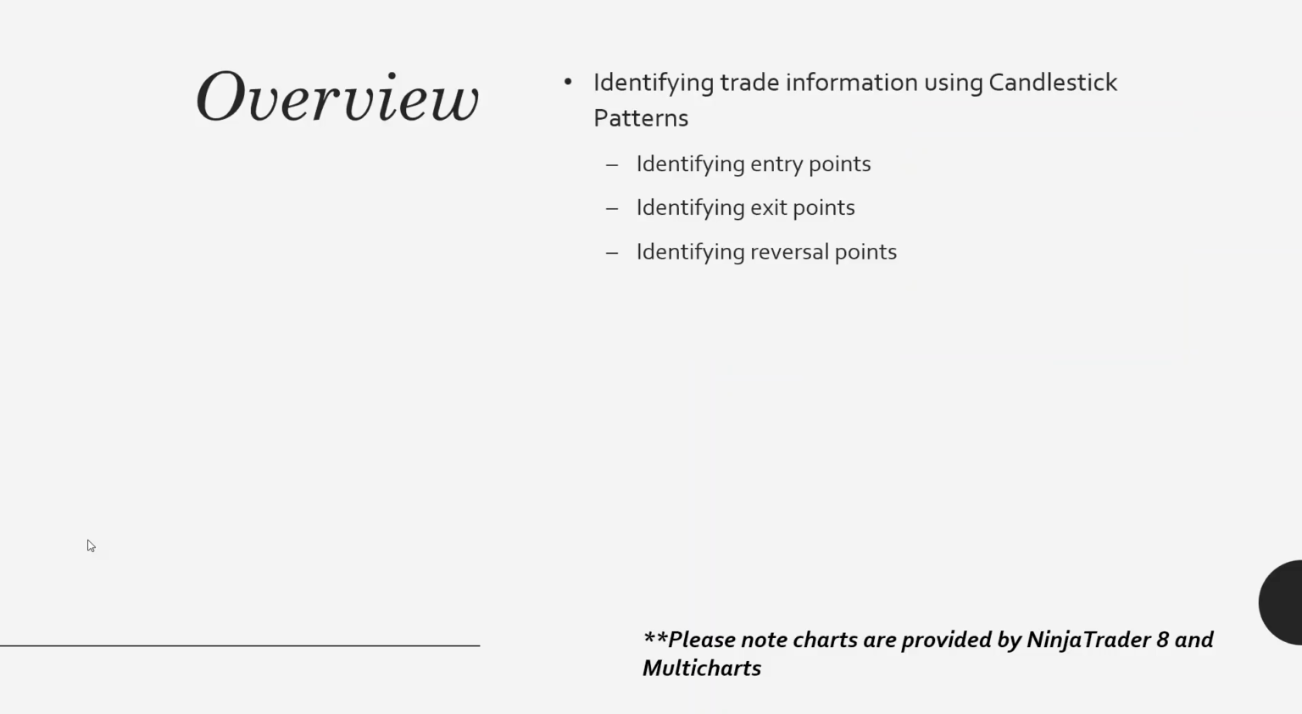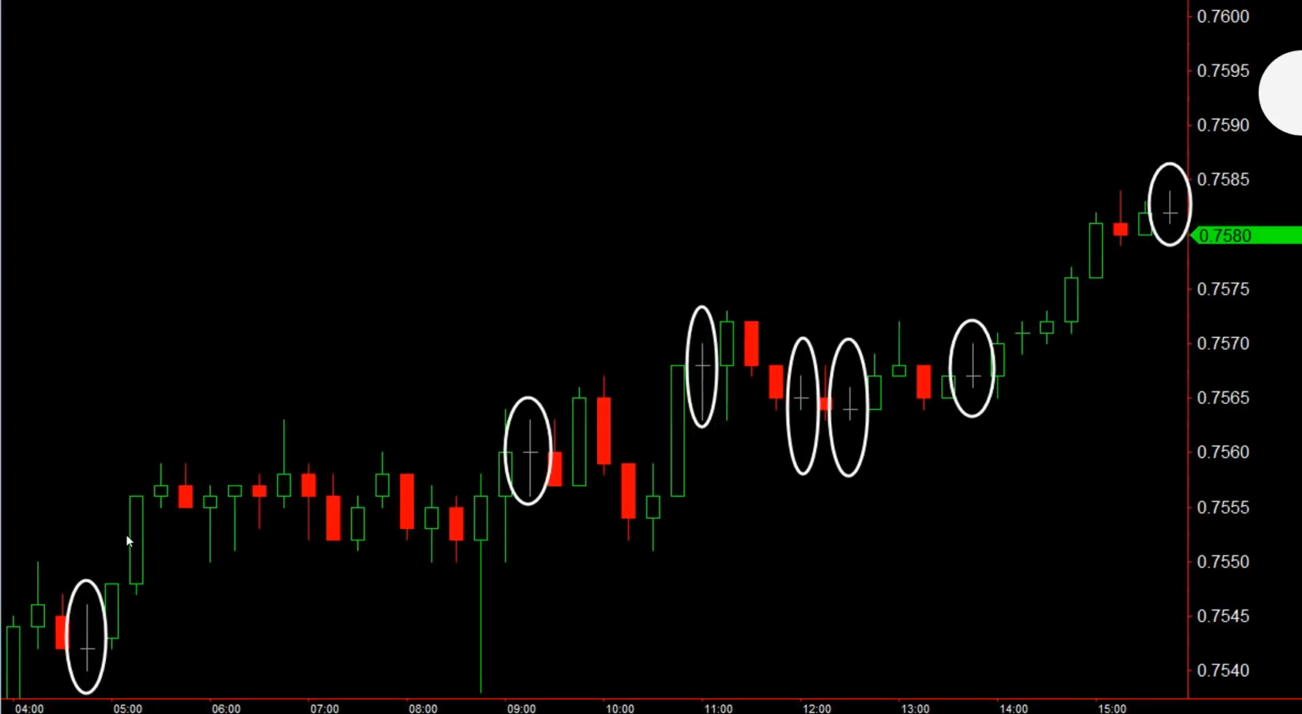Now today, what I'm going to be showing you is identifying trade information using the candlestick patterns that I went over last week. We will be identifying entry points, identifying exit points, and identifying reversal points. Now, on this chart, you can see we have a lot of dojis. There's a total of about 7 dojis on this chart.